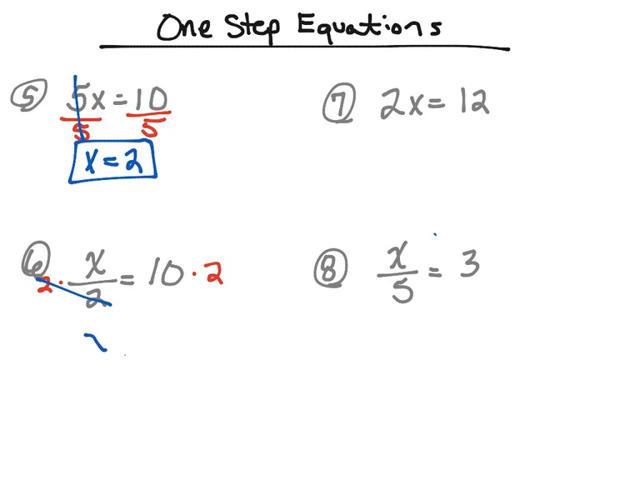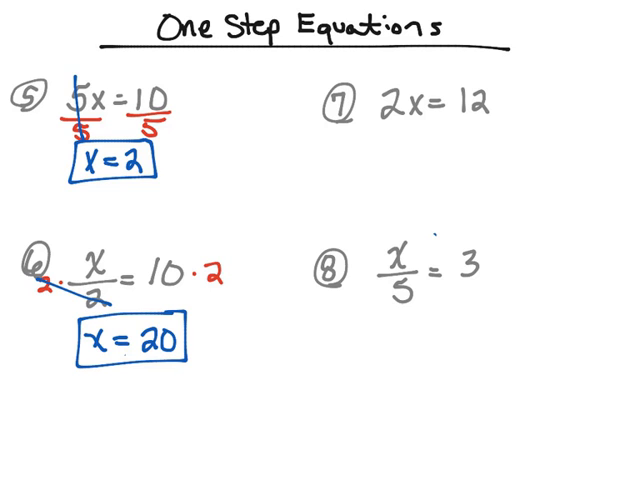By doing that, I've got x over here on the left. 10 times 2 would equal 20. Therefore, the solution to this equation is 20. Again, you can check your work. 20. If you divide 20 by 2, does it equal 10? Obviously it does. Therefore, this is how we know we have the correct answer.